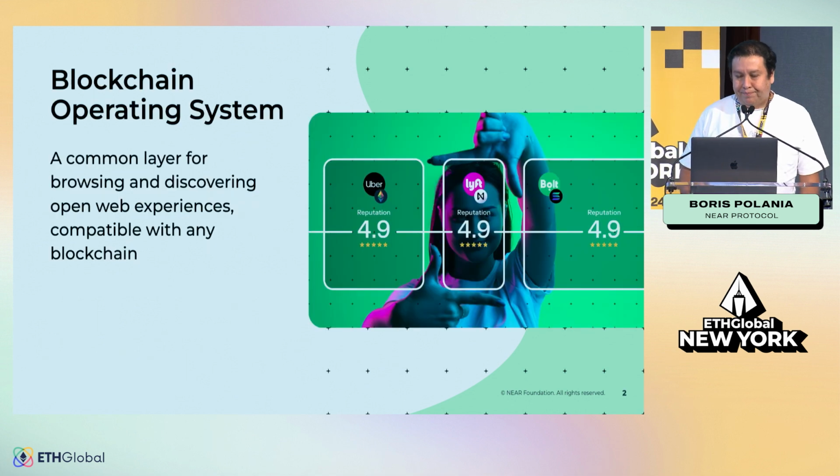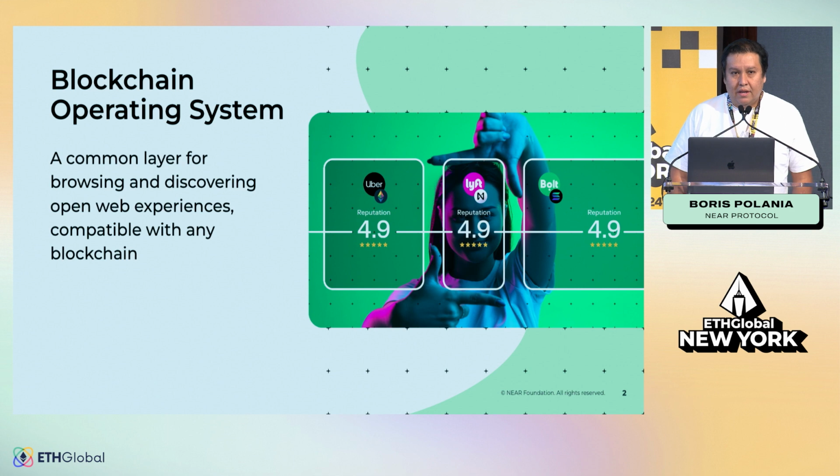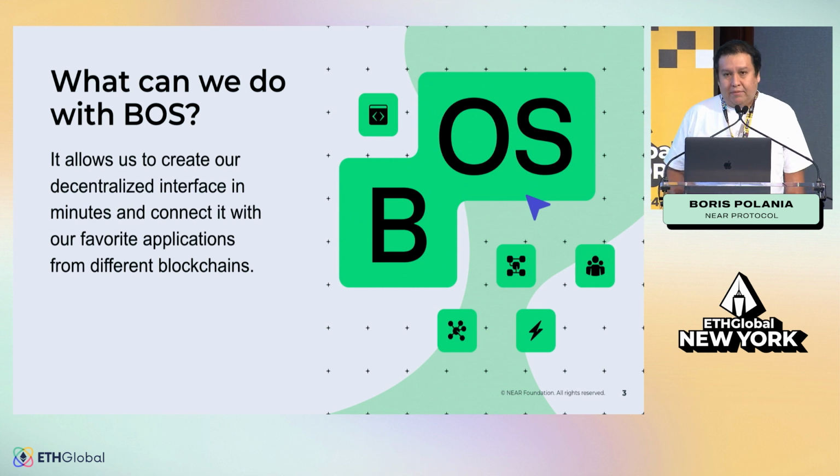So let's talk a little about that. The blockchain operating system is basically a common layer for browsing and discovery web experiences, right? What this means is this is a decentralized front-end platform. It's like instead of deploying to Vercel or whatever, you just deploy here. It's 100% decentralized, so you cannot be censored, you cannot be taken down, and it is based on React components. That's basically what the BOS actually does.